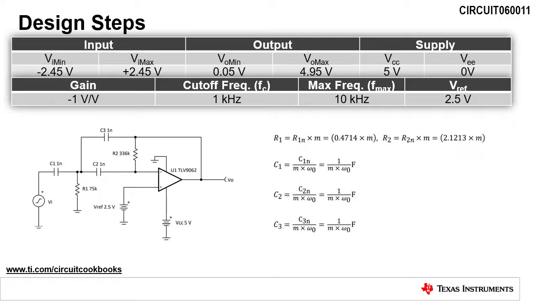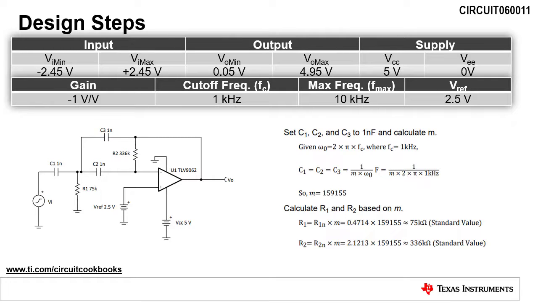Now we need to scale the cutoff frequency and the component values. M is known as our scaling factor. If we scale R1n and R2n by a factor of m, we will then have to scale C1n, C2n, and C3n by 1 divided by m. Also, we have to scale the cutoff frequency from omega c to omega naught. Therefore, you'll notice that the capacitor values are scaled by 1 divided by omega naught.